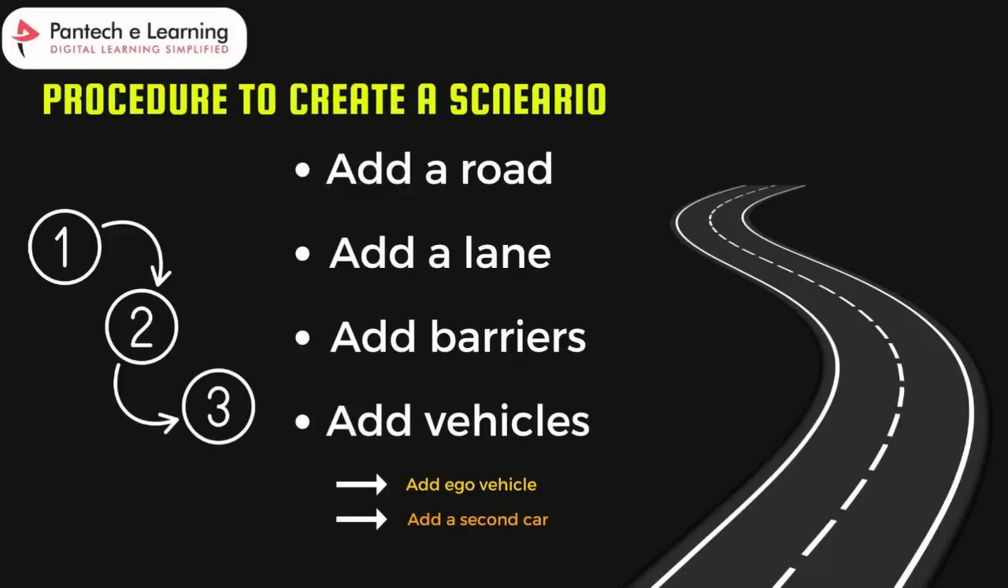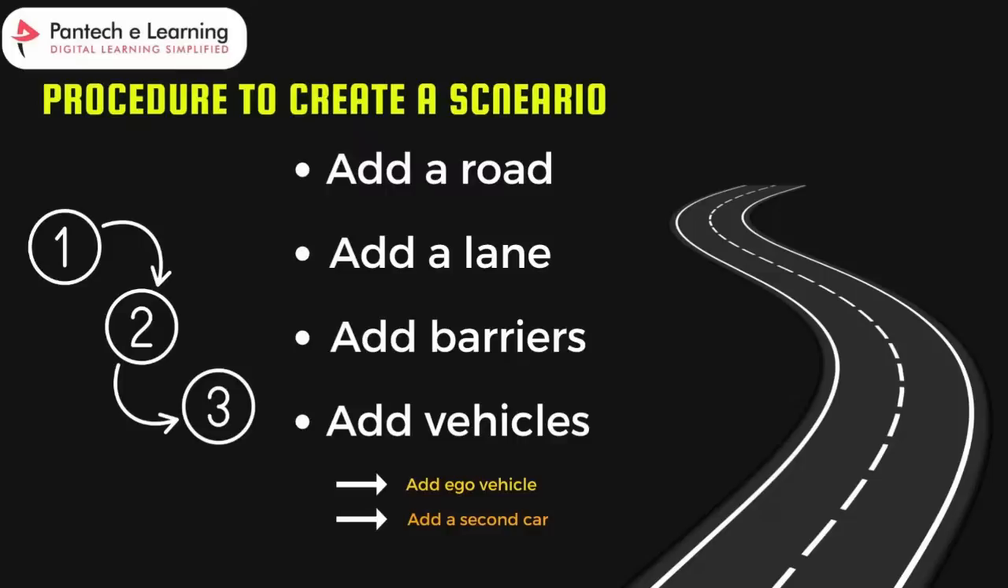Next one, we are going to add our vehicles. So what is a vehicle? This feature enables you to place virtual vehicles within the scenario. You can define properties such as the size, type, speed, acceleration and behavior of each vehicle. In that add vehicle topic, we are going to add the ego vehicle and a second car. So what is the ego vehicle?